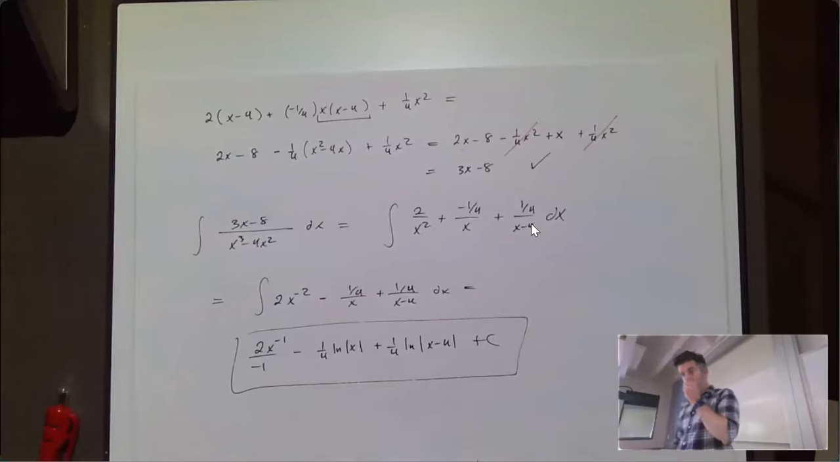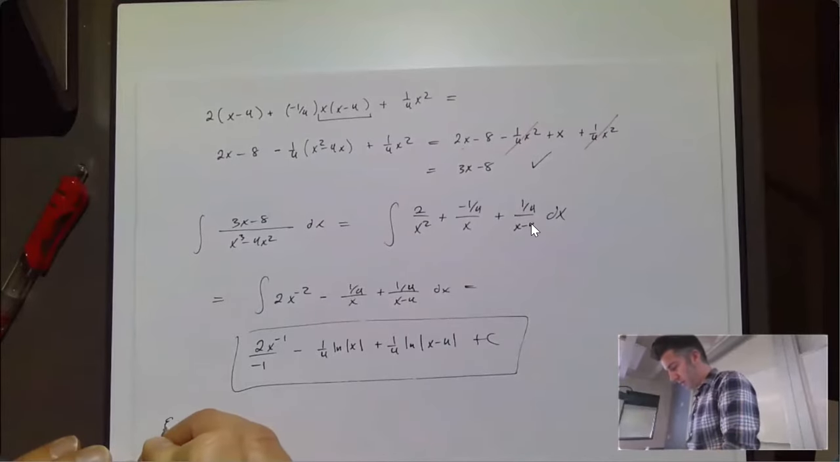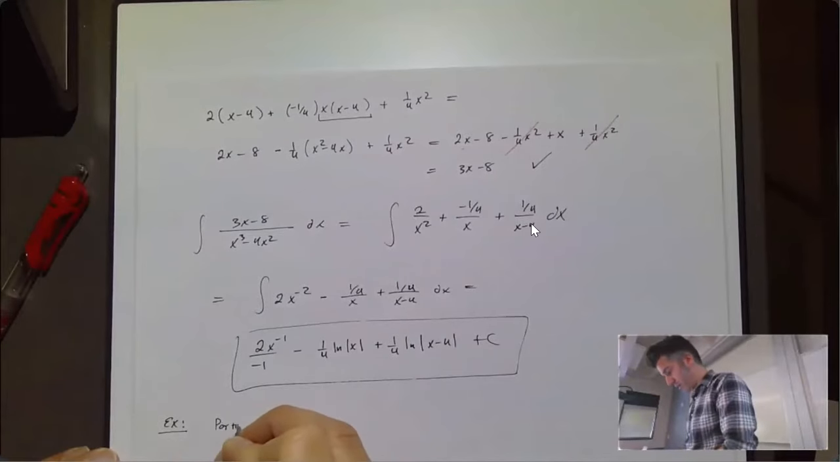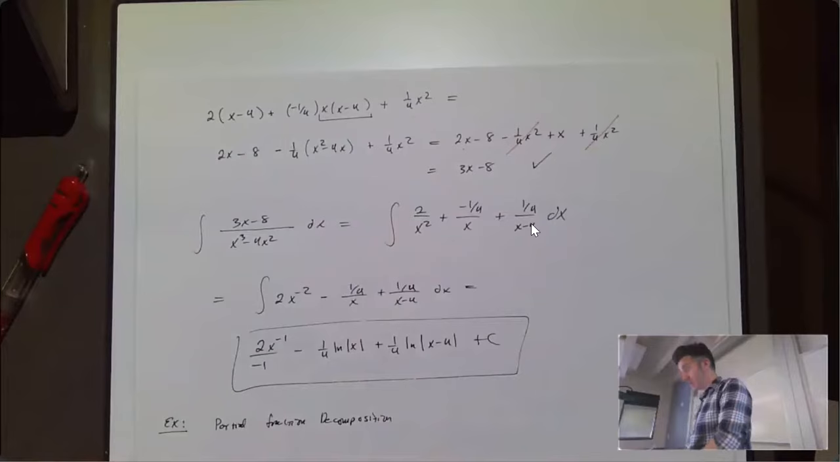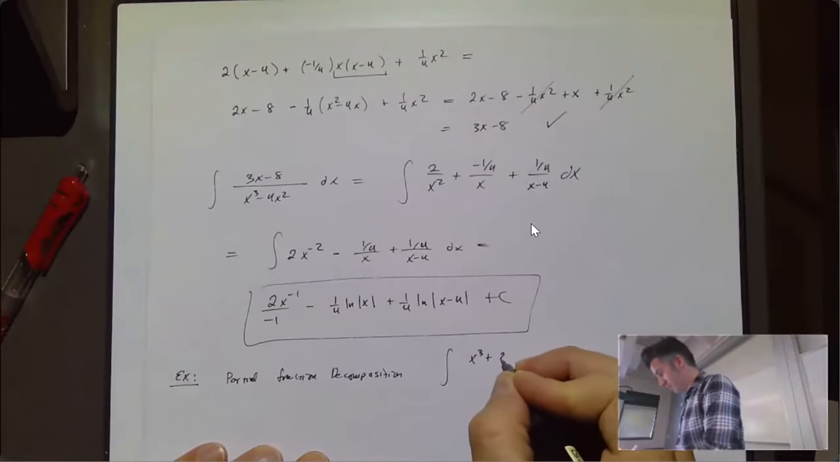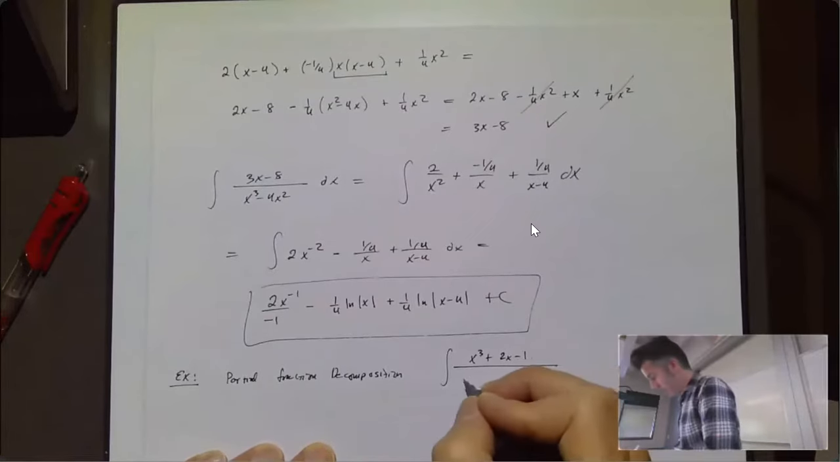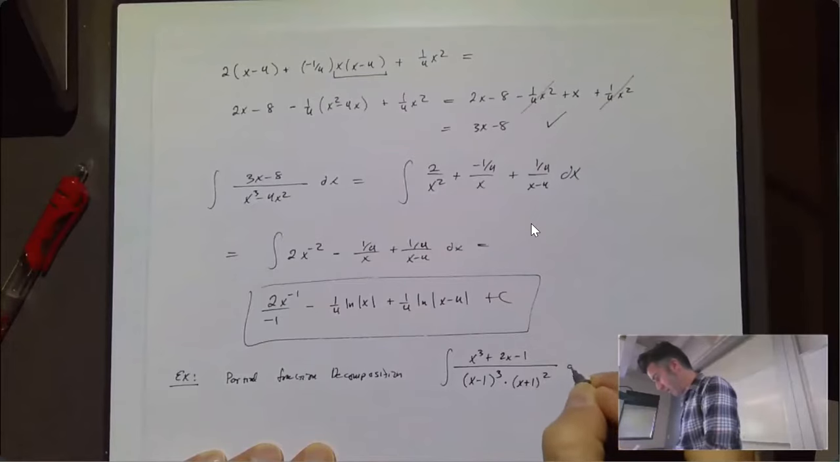So we're not going to do this next one, but I just want to point out, for example, if we were going to do the partial fraction decomposition for the following, I'm going to make it really ugly. The integral of x cubed plus 2x minus 1 over, how would we go? Let's say it was x minus 1 to the third times x plus 1 squared.